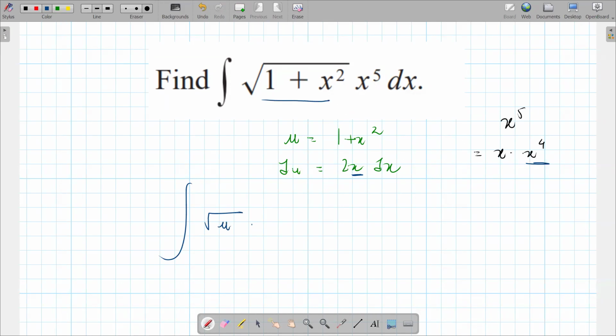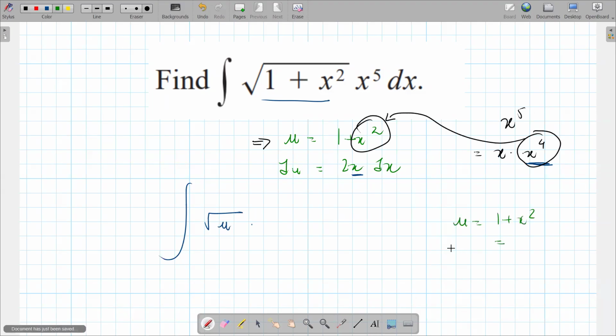What about the x^4? This one's even more complicated. So what you do is you go back here. I can relate x^4 to x squared. x^4 is x squared squared, right? So the trick here is this. Again, we'll do this next time as well. u is 1 plus x squared. That means x squared will be u minus 1. Do you agree? That means we need x^4.